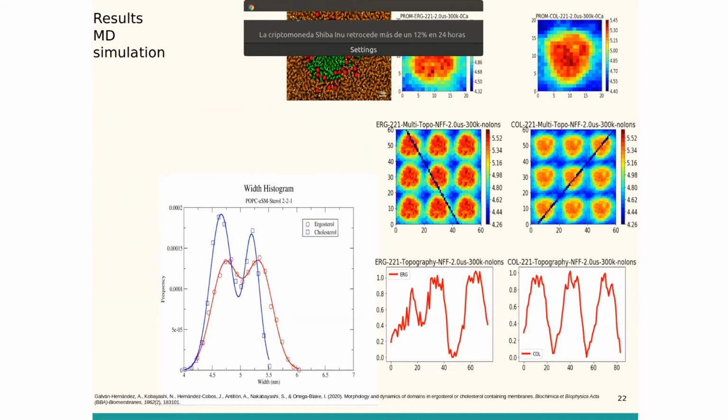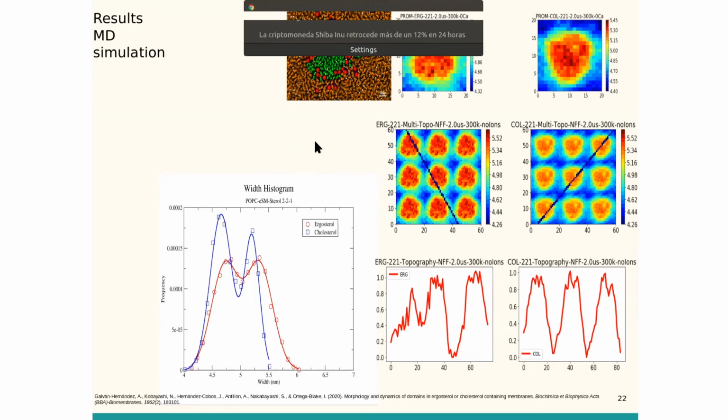But then we did these simulations for the same mixture we use for the atomic force experiment: sphingomyelin, ergosterol, cholesterol, and POPC. We make a homogeneous mixture, start the simulation, and see how the domains will appear simply because of the separation, because the sphingomyelin is in a gel phase. The thing is that it moves very slowly. Even after 10 microseconds, the domains were not completely formed.